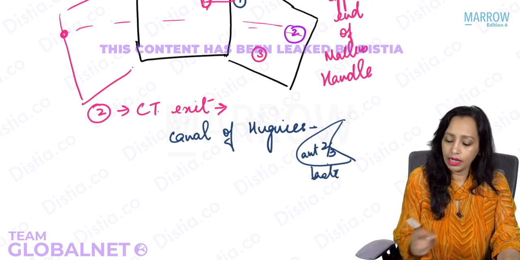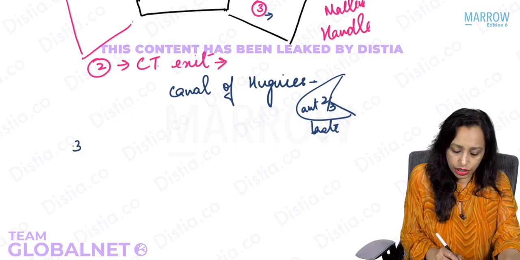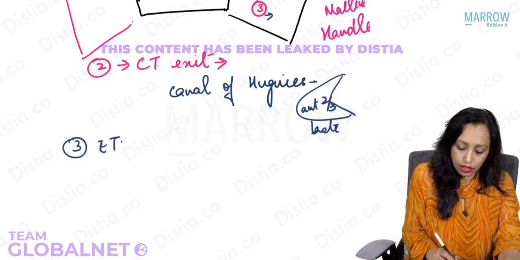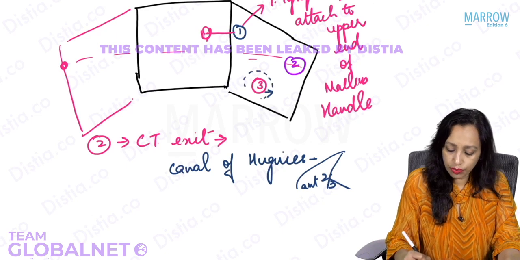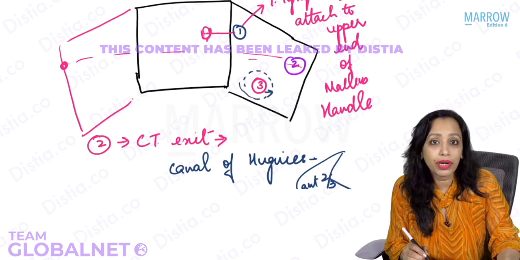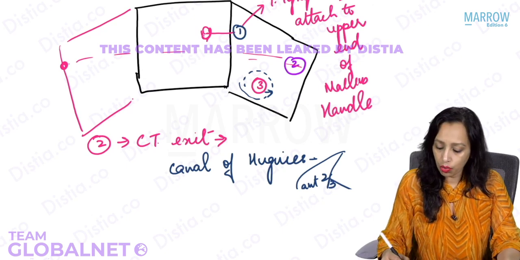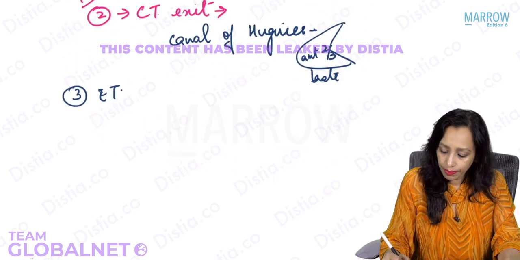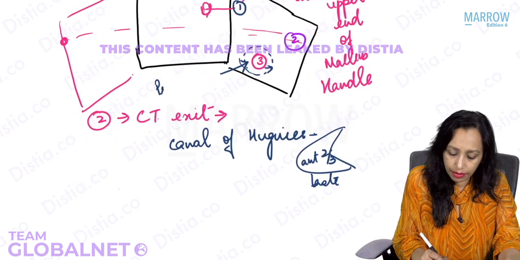And what is the third? The third is the eustachian tube. Now this area around the eustachian tube has been given a separate name. This is what is known as the protympanum. So what is the protympanum? If I mark it here, this is what is known as the protympanum.